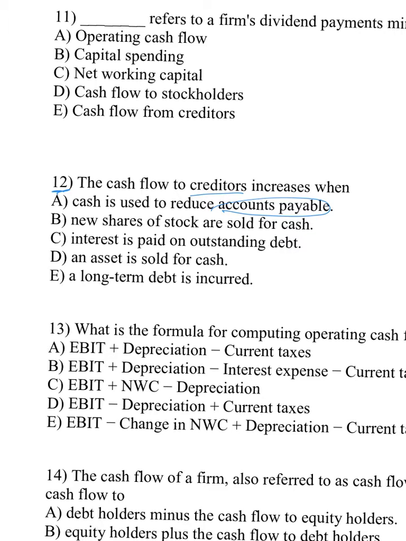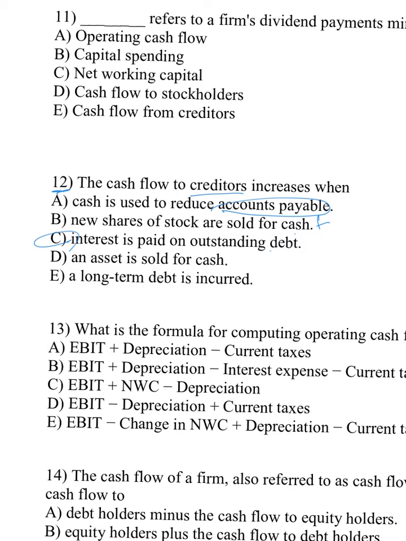The other option, which is option B, new shares of stocks are sold for cash. Now, when we talk about new shares of stocks sold for cash, that doesn't mean that this generated cash is going to be helpful for the creditors, and therefore it doesn't mean that the cash flow to creditors is going to increase, so it's not going to be option B. Interest is paid on outstanding debt. Yes, that's true, because if we are paying interest on the debt, this means that we are paying additional money to the banks, which are the creditors, and therefore it's going to be C.